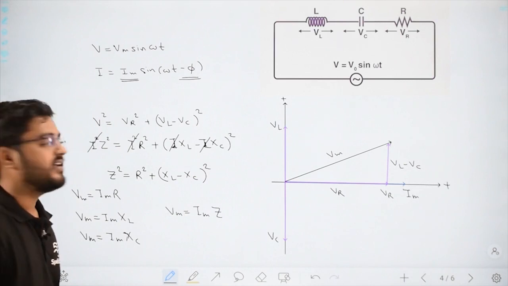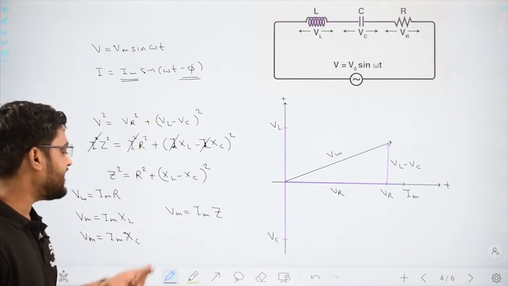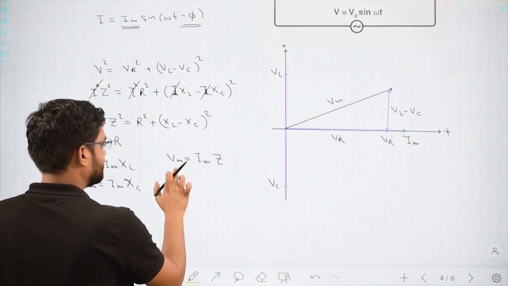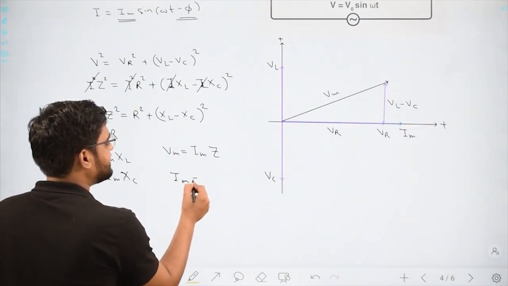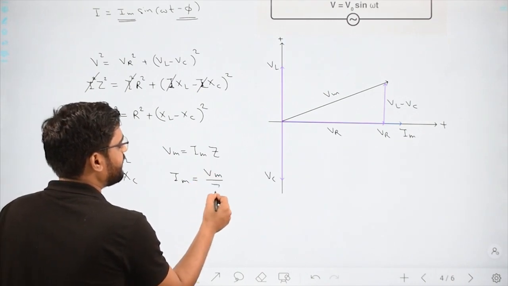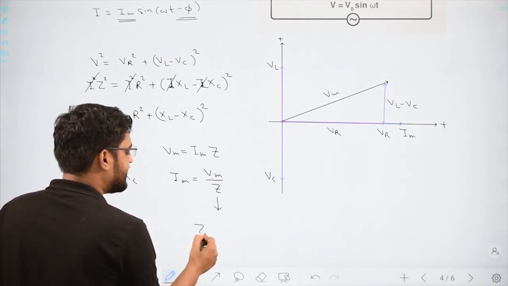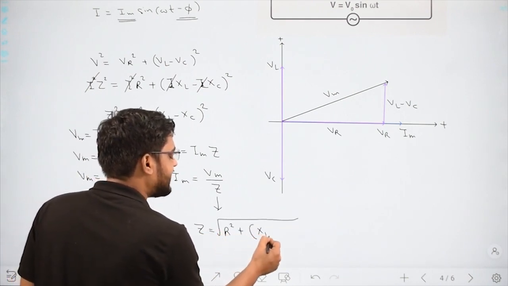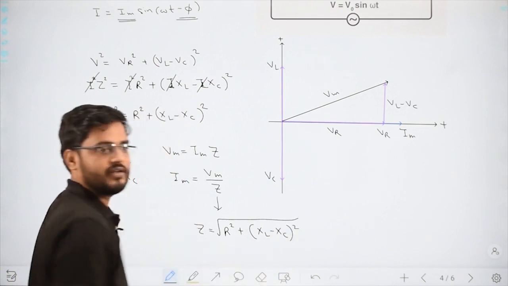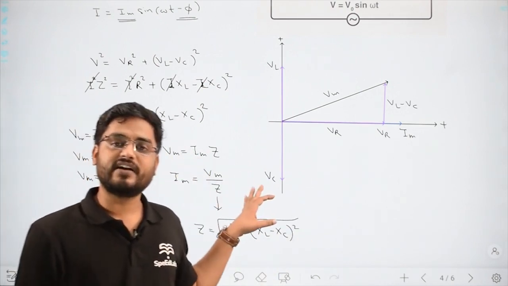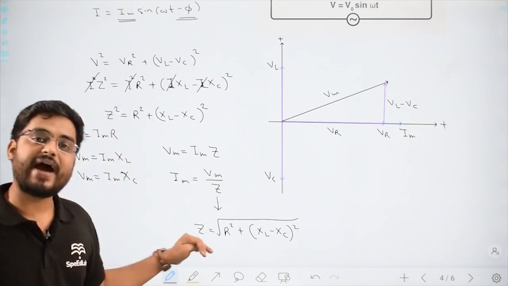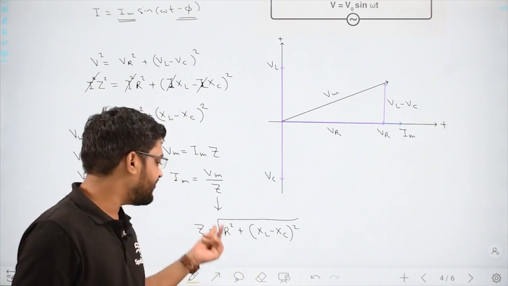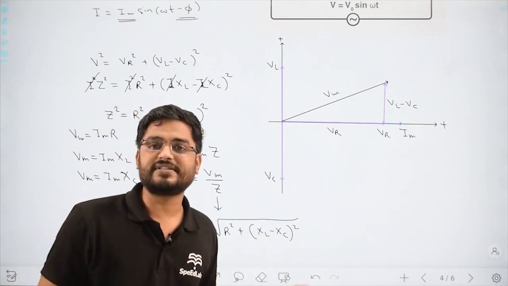So this is my Z, and we will be saying that Im is nothing but Vm by Z. And what is this Z? This Z is root over R square plus XL minus XC whole square. So this is my peak value of the current, that is peak value of the voltage divided by impedance, and this is how we have found impedance. Impedance is a combination of resistance, inductive reactance and capacitive reactance.